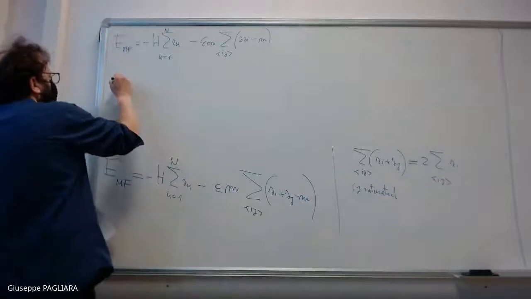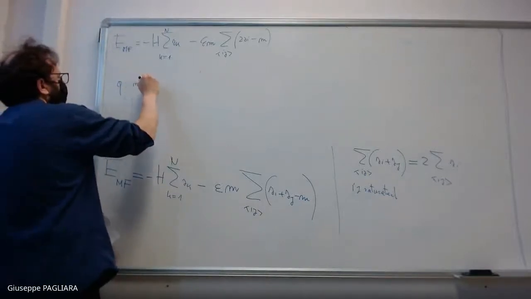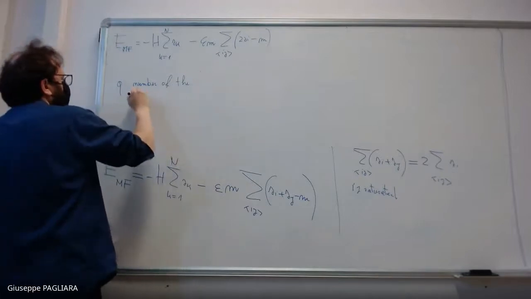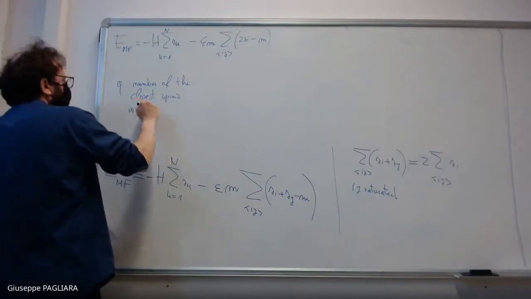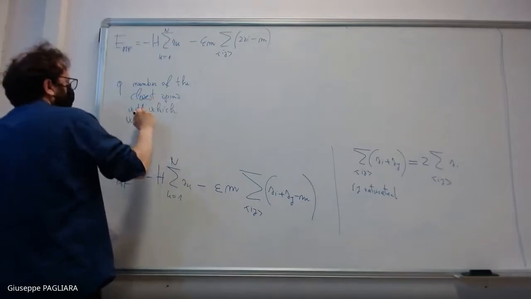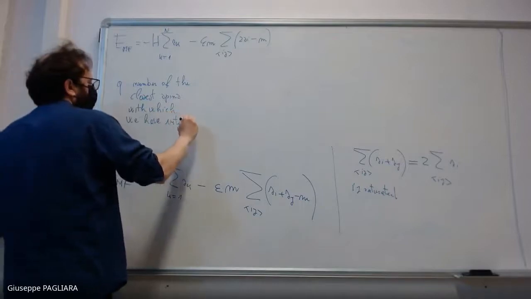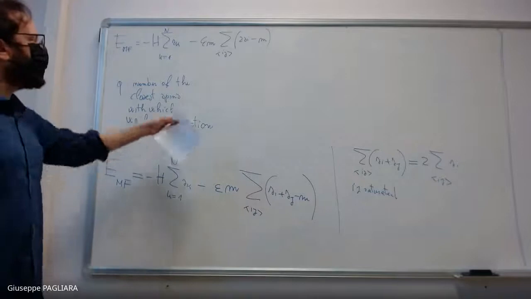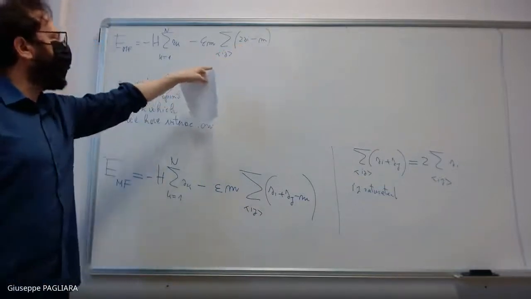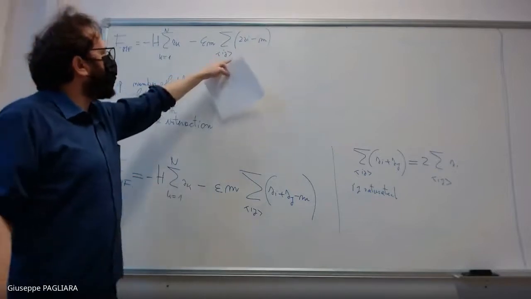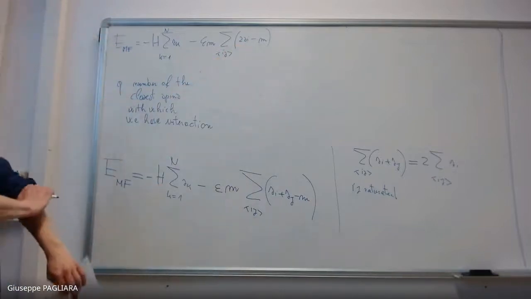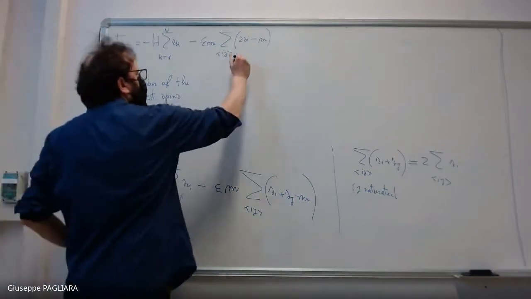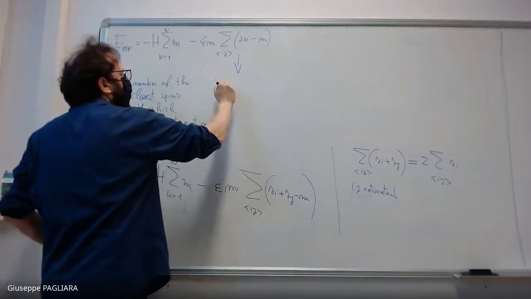Suppose that we have a case q, sorry, it's the number of the closest spins with which we have interaction. Now, since the function inside the sum does not depend on j, basically this sum is telling me that I have to do twice Si times the number of closest spins with which the particle is interacting. So this term actually will look much simpler.